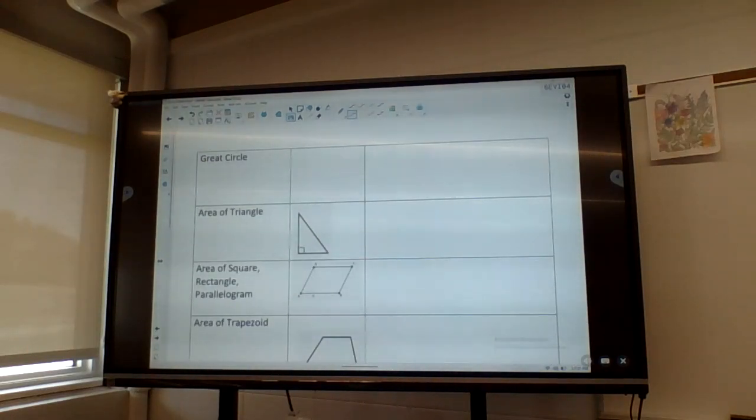So our great circle, this is the largest circle in the sphere.